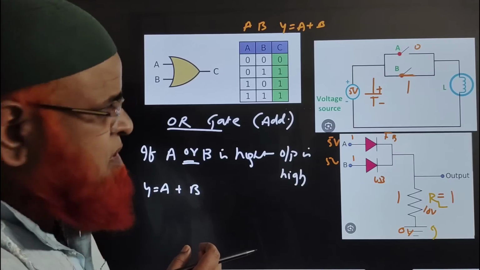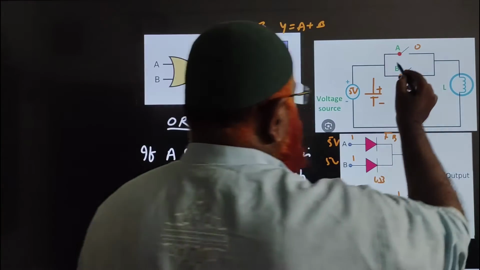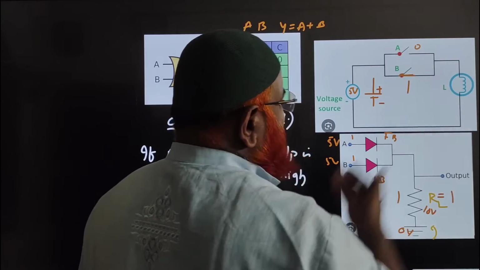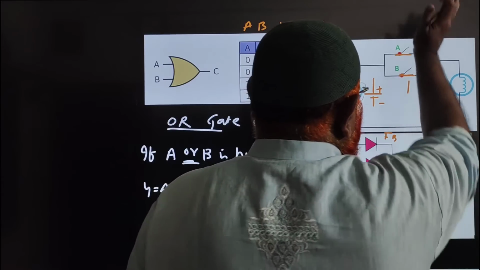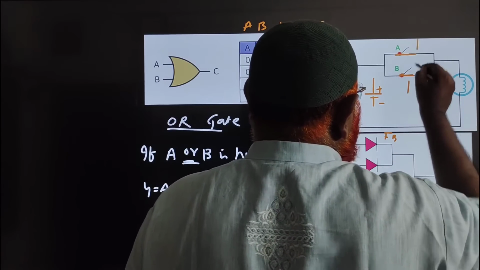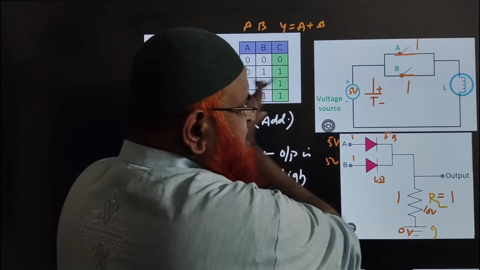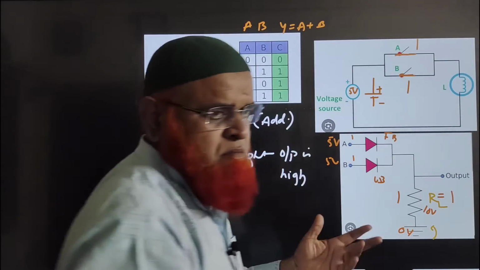Glowing means 1. Now you just see here. I am taking the same condition, this is 1, this is 0. Both I am closing, both closed means 1 and 1. So whatever power you supply, it passes through both paths and comes out. Going to be 1.